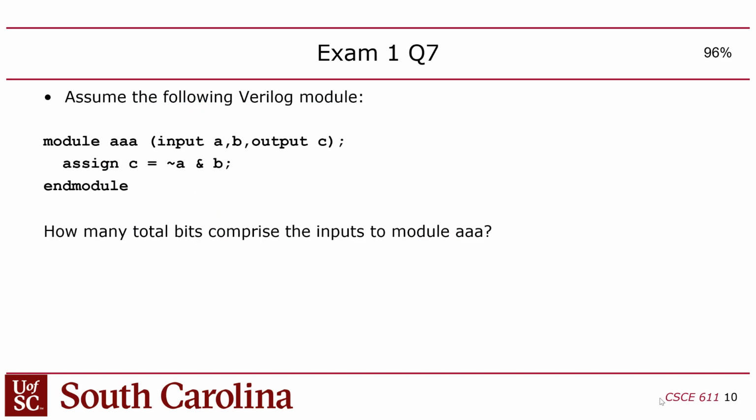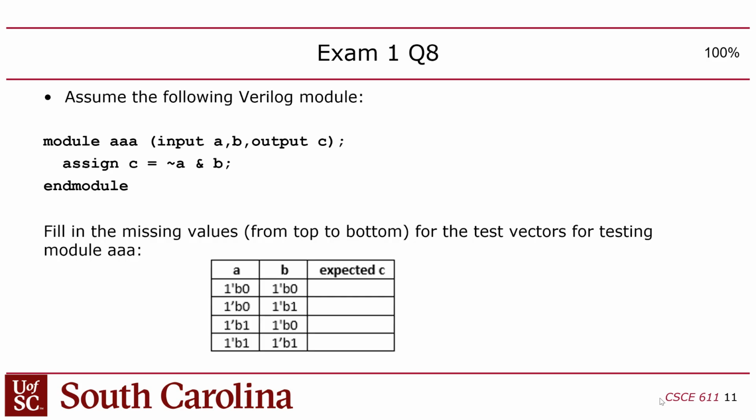Assume the following Verilog module. How many total bits comprise the inputs? 2, right? Just A and B. Oh no, sorry. Fill in the missing values from top to bottom for the test vectors. 100% of you got this right, which is great.